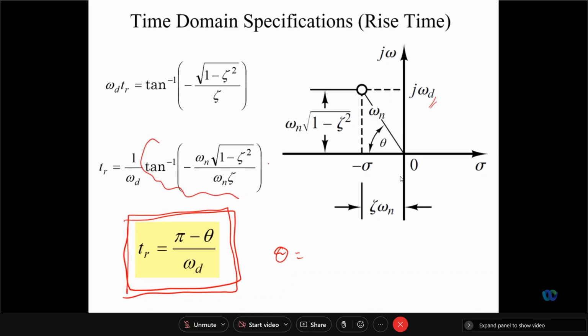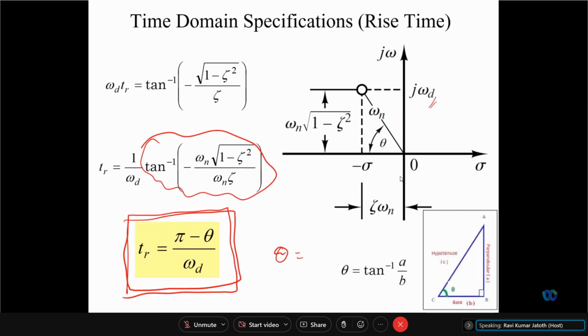This simplification error. Because of the pi minus theta by omega d. Theta is cos inverse zeta, no? Yes, sir. Okay, right. So this is what the rise time, no. So this is what the expression for rise time, right?